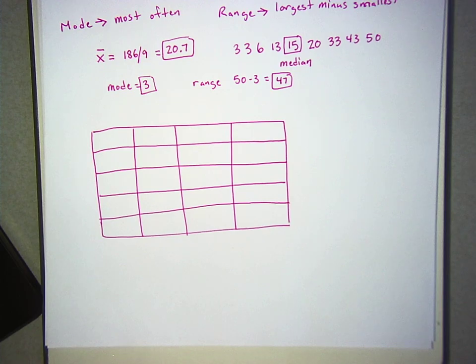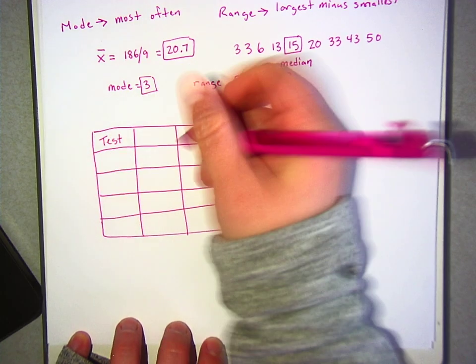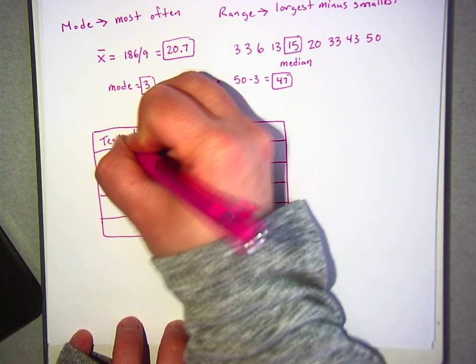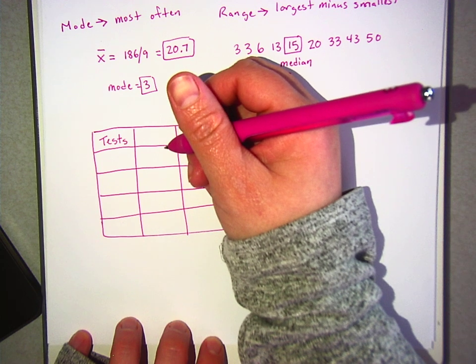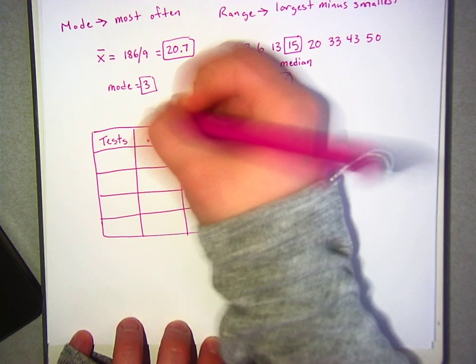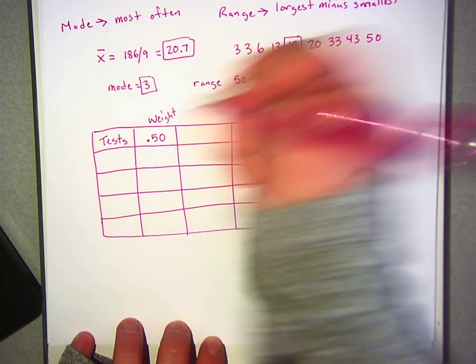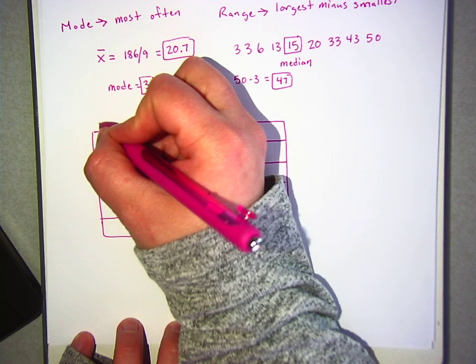Okay, so let's say that you are in college and your grade is made up of 3 different things for a science class. The first thing is your test average, and that is worth, we're going to say, 50% of your grade. So I'm going to write weight up here. This is, I don't know, the category.